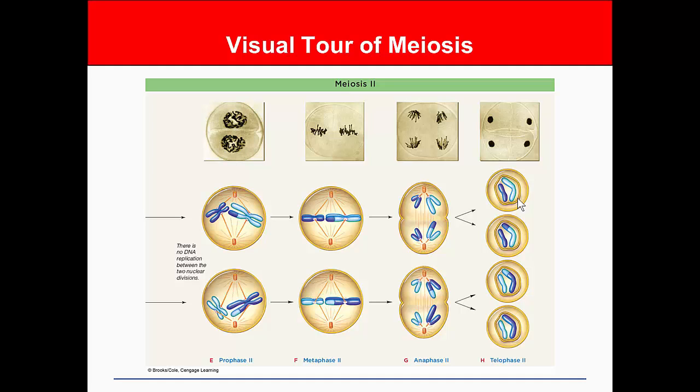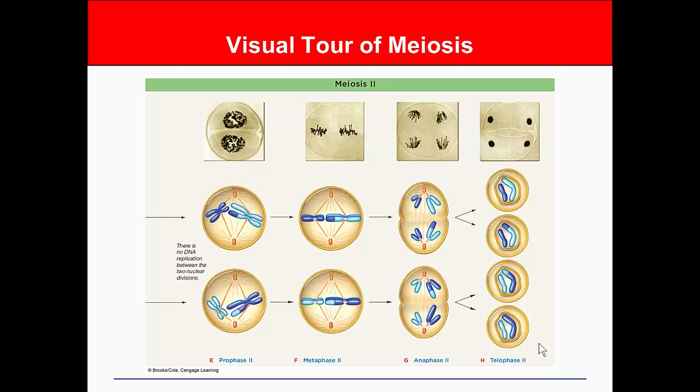So this is super important, right? That you guys notice that these are genetically different from each other. This is very different than what happens in mitosis, because remember, in mitosis, we want to end up with identical copies of cells from the parent cell.